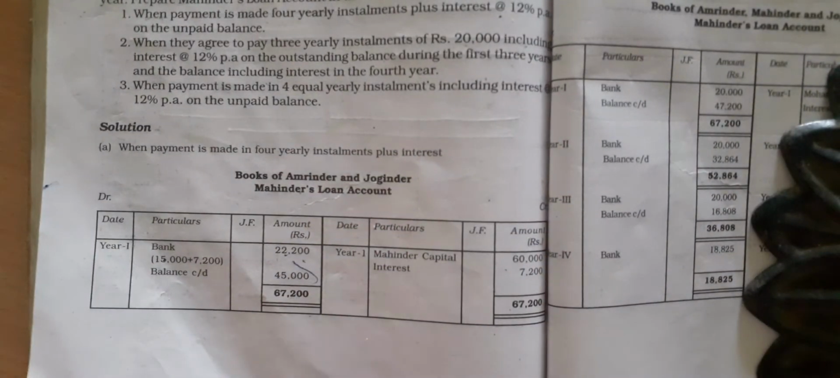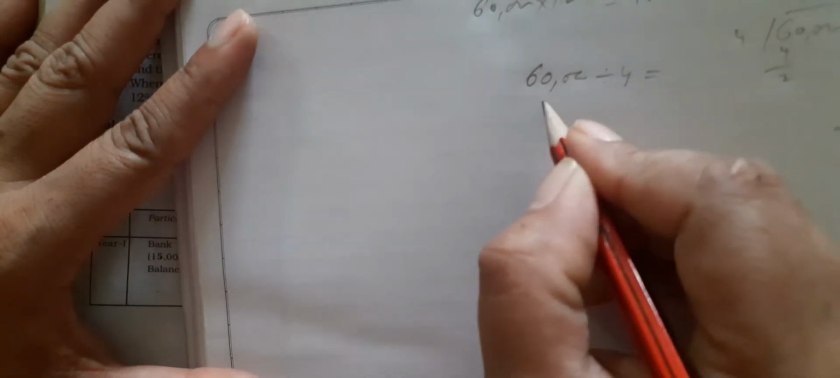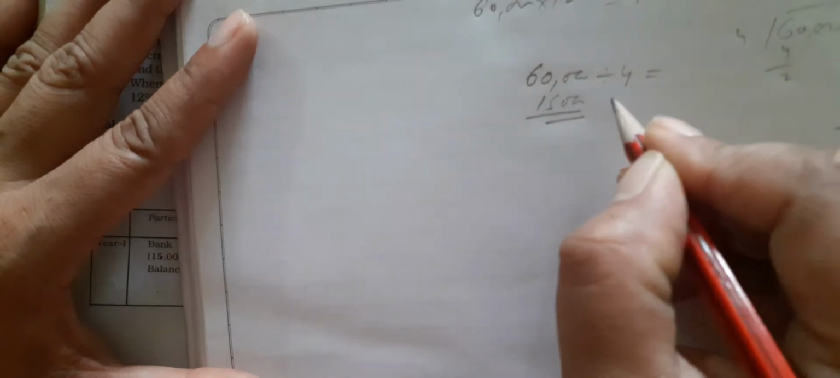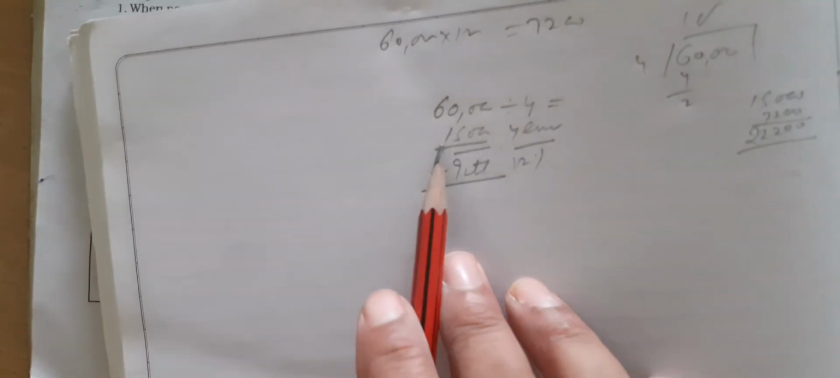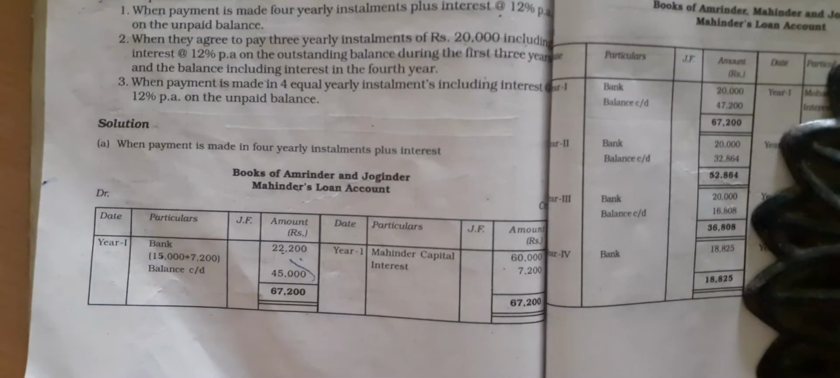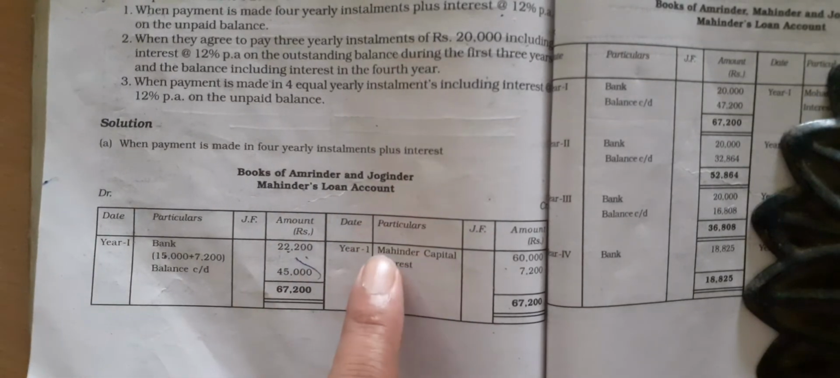The first case is when payment is made in 4 yearly installments plus interest. According to this, the firm will pay 60,000 rupees in 4 years, 60,000 divided by 4 is equal to 15,000 rupees every year to Mahinder, plus 12% interest. So in the books of Amrinder and Joginder, Mahinder's loan account, yearly installment.